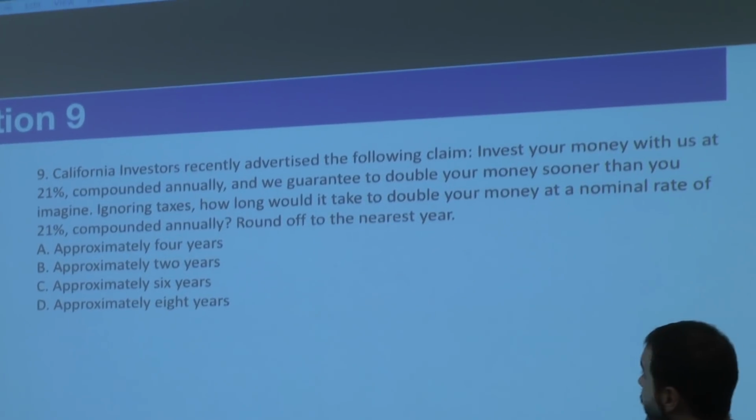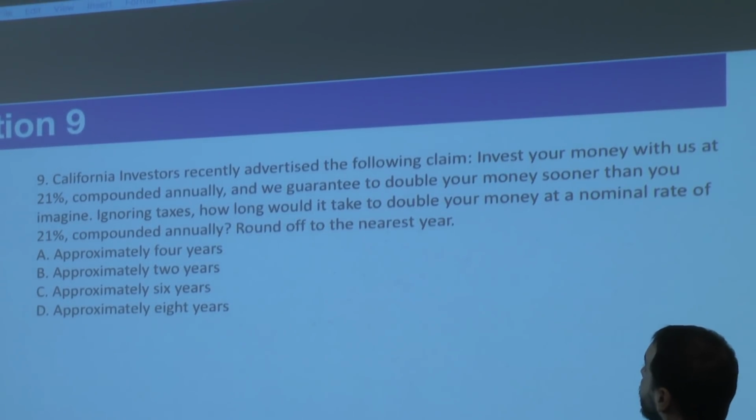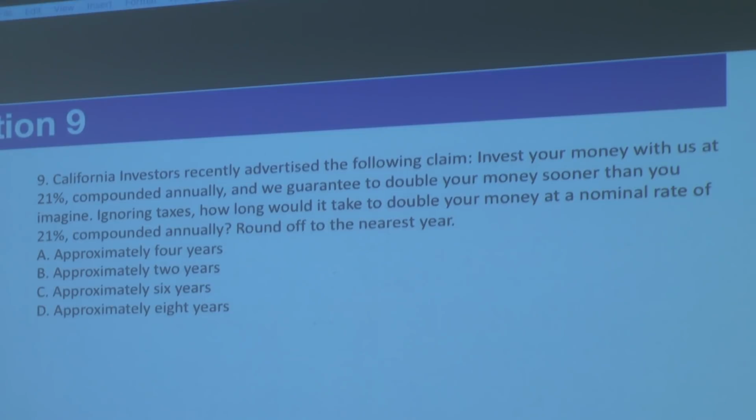California investors recently advertised the following claim. Invest your money with us at 21% compounded annually, and we guarantee to double your money sooner than you imagine. Ignoring taxes, how long would it take to double your money at a nominal rate of 21% compounded annually? Round off to the nearest year.